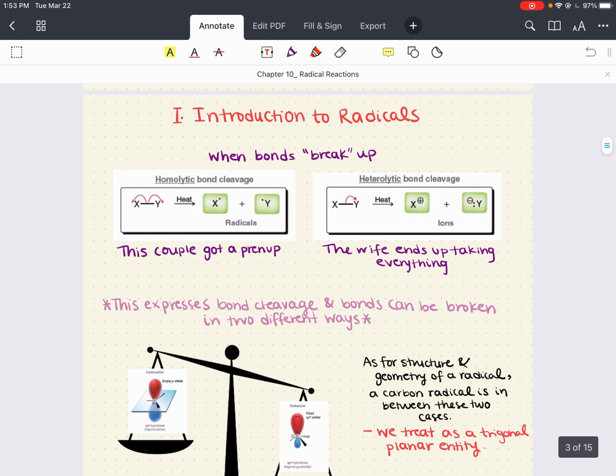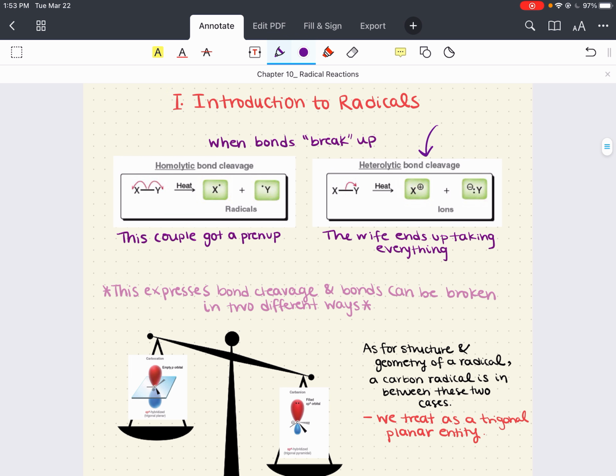Introducing radicals. Bonds can be broken in one of 2 ways. Heterolytic bond cleavage is where the electrons in a bond are taken by one of the atoms participating in the bond. This is going to result in ion formation as a consequence. We could take a look here.